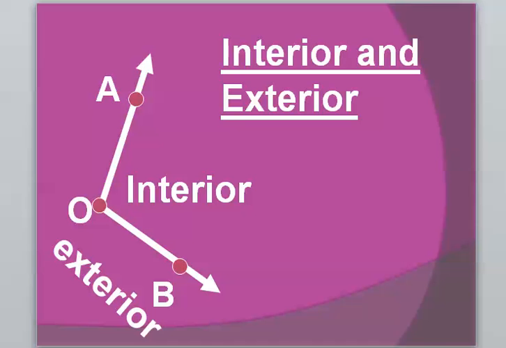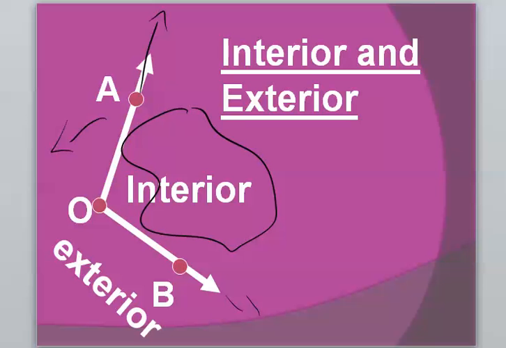Also, when we discuss angles, now remember these are rays, so they really do keep on going. Everything between the rays is the interior of the angle. Everything outside of those rays is the exterior of the angle. And there will be some problems where you plot points and draw an angle, and you need to pick a point on a graph that's in the interior of the angle and in the exterior of the angle.